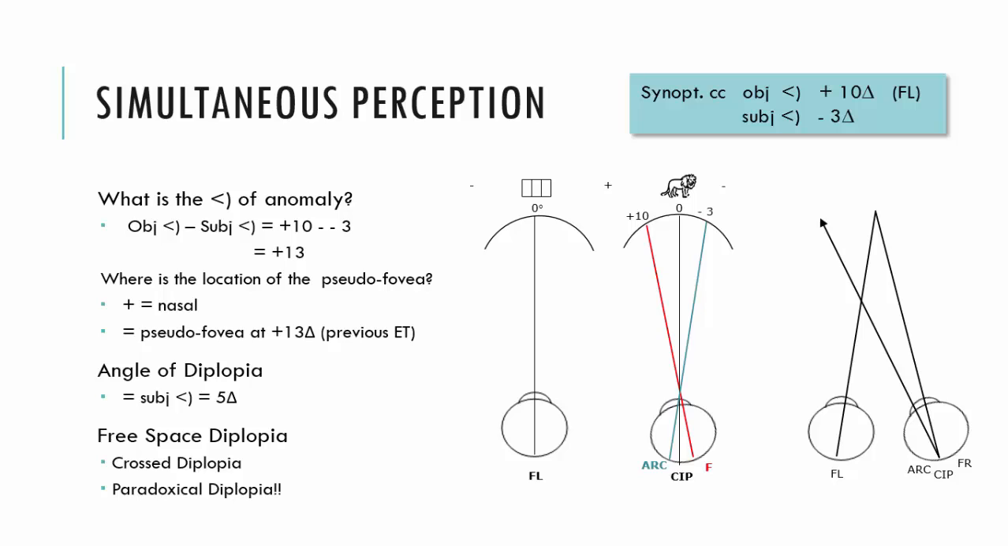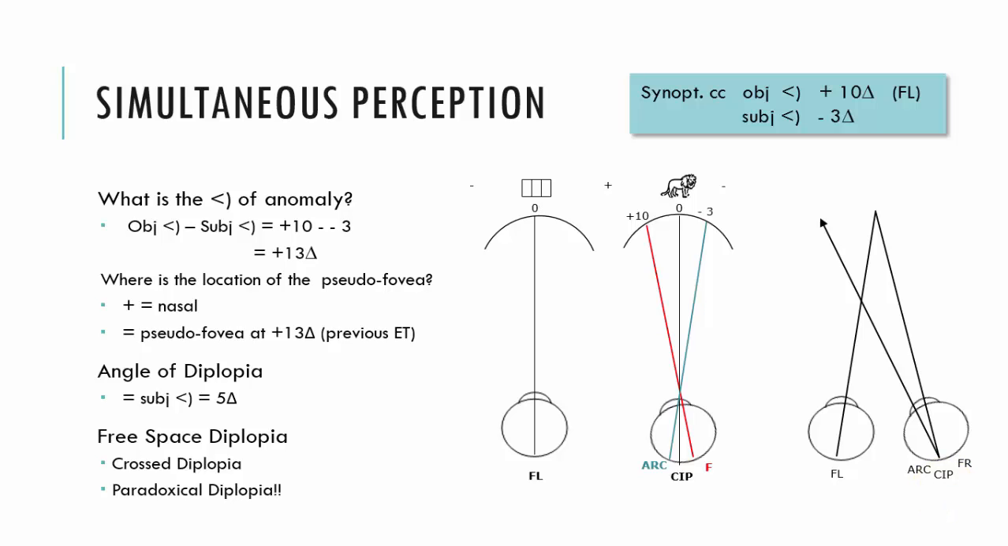And the only time you can have paradoxical diplopia is in the presence of ARC, because it's only an ARC point or a pseudofovea that can remap the retina such that the CIP now functions as if it's a retinal point on the other side of the retina than it actually is. So in this case, the CIP in reality is a nasal point if you take it from the true fovea, but it is a temporal point when you consider the pseudofovea.